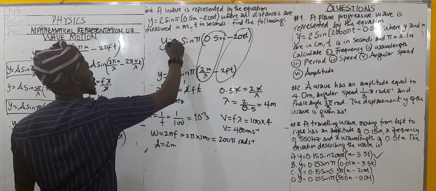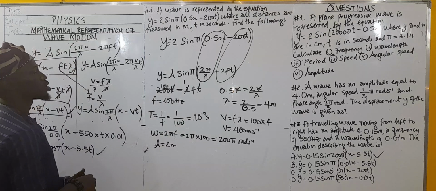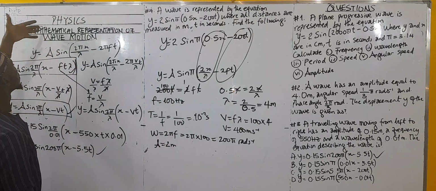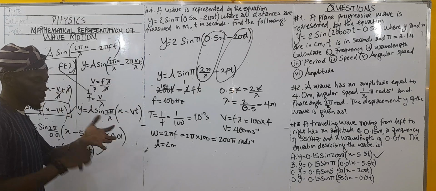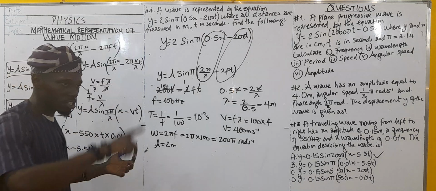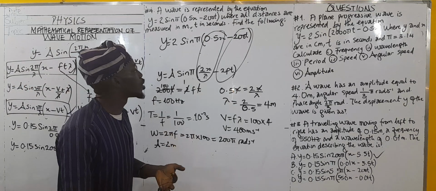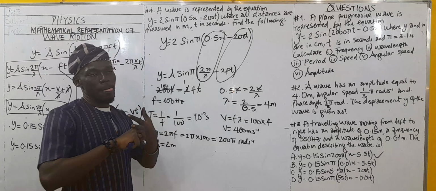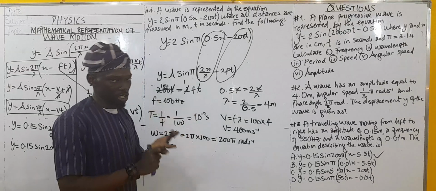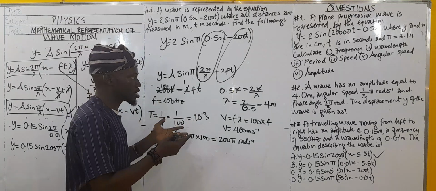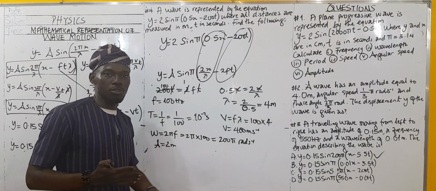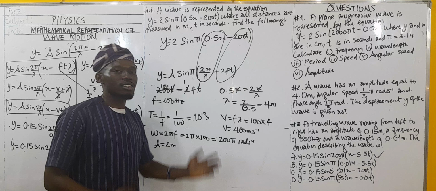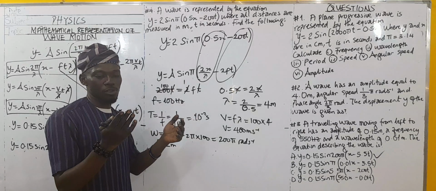Alright, so we've come to the end of the calculation of everything that has to do with the mathematical representation of waveform. We've done the progressive wave. If you've not watched it, go and watch it. And then we've done the stationary wave. If you've not watched it, please go and watch it. And this is the last thing we're doing on wave before we move to other aspects of wave, like light wave, sound wave, and so on and so forth.